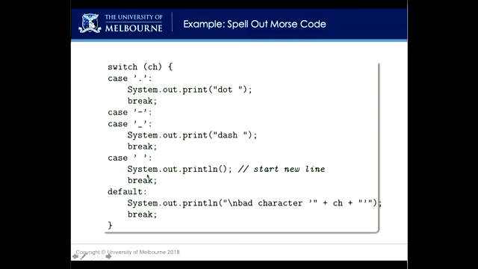And then you've got a case of a space, which just gives a new line. And if it doesn't find any value on the dash dot Morse code, then it gives out just a bad character value and provides the character. Pretty straightforward, very, very simple. Any questions on that?